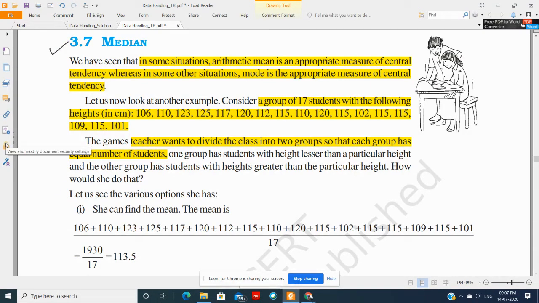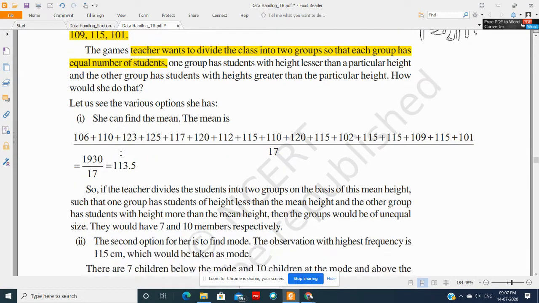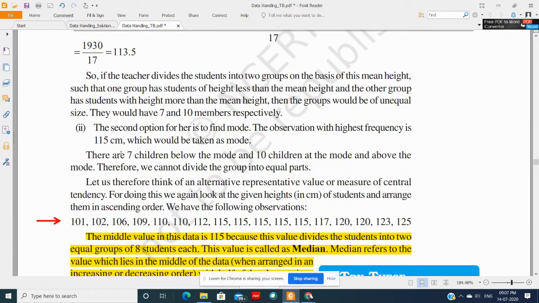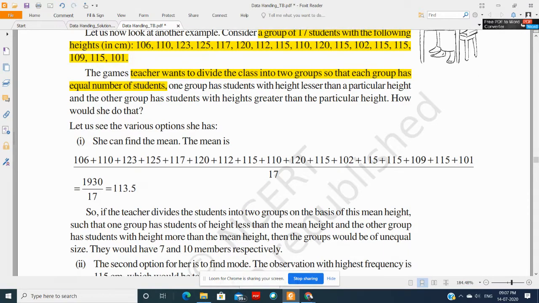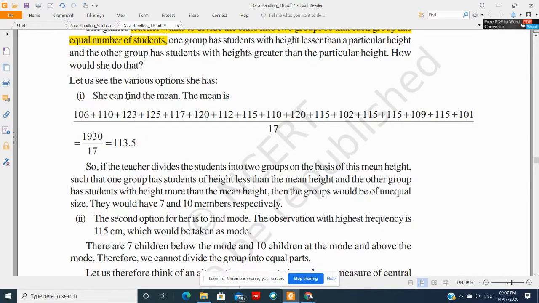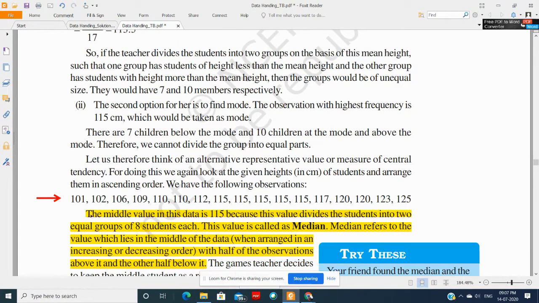Now, because the teacher wants to divide the class into two equal groups, first of all, if you notice, the data is not organized. It is not sorted. Whenever we are given data, we need to sort it, means write it in ascending order. Here they have written it in ascending order, 101 till 125. So these are the heights of the students, right?